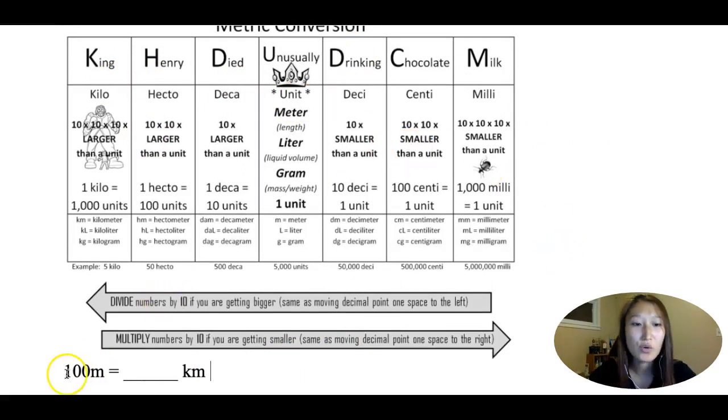situation. So you know 100 meter is the basic unit. So that falls under the unit part, right? And then you see that kilo is 1, 2, 3 steps to the left. So what that means is you're going to place a decimal right here, and then you're going to move it 3 steps to the left as well. 1, 2, and 3. So your result should be 0.1.